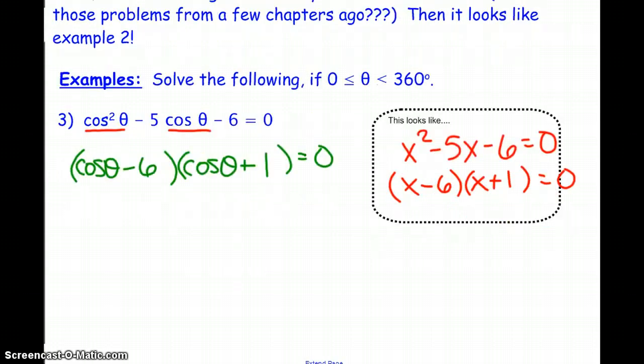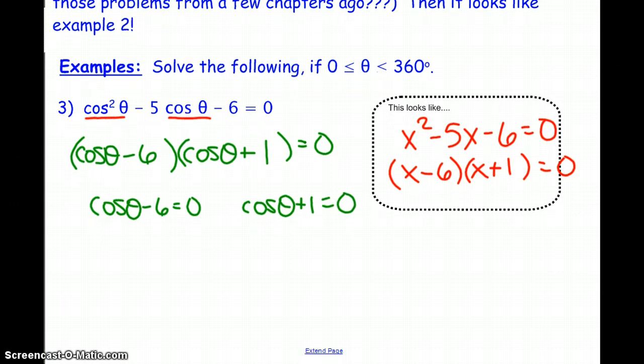Then we still want to solve, same thing, either cosine theta minus 6 equals 0, or cosine of theta plus 1 equals 0. Solve each of them, find all of our solutions, get cosine by itself. Now it's not squared, so it's not a problem. Cosine of theta equals 6. Now 2 things. I told you all these answers would be on the unit circle. Well, that one's not.